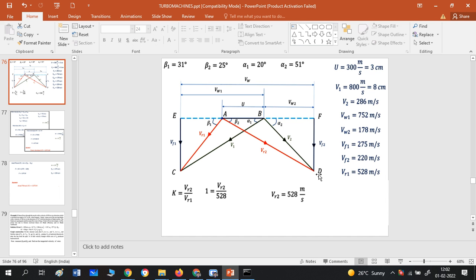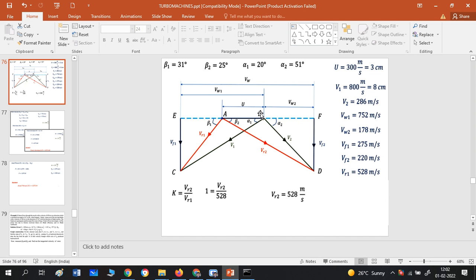This point I will rename as D, and I will extend the vertical line perpendicular to this AB or perpendicular to the EF line. Once this line is drawn, you will get VF2. So you find VF1 is 275 meter per second, and VF2 from the graph I found is 220 meter per second. Okay, so already from point A to point D you have drawn VR2. Now to find V2, point P is also already fixed here because of U.